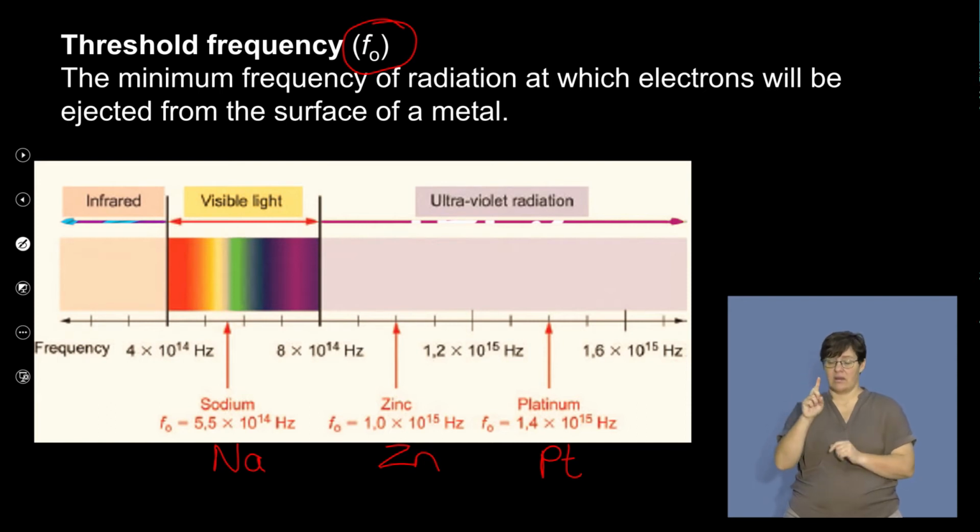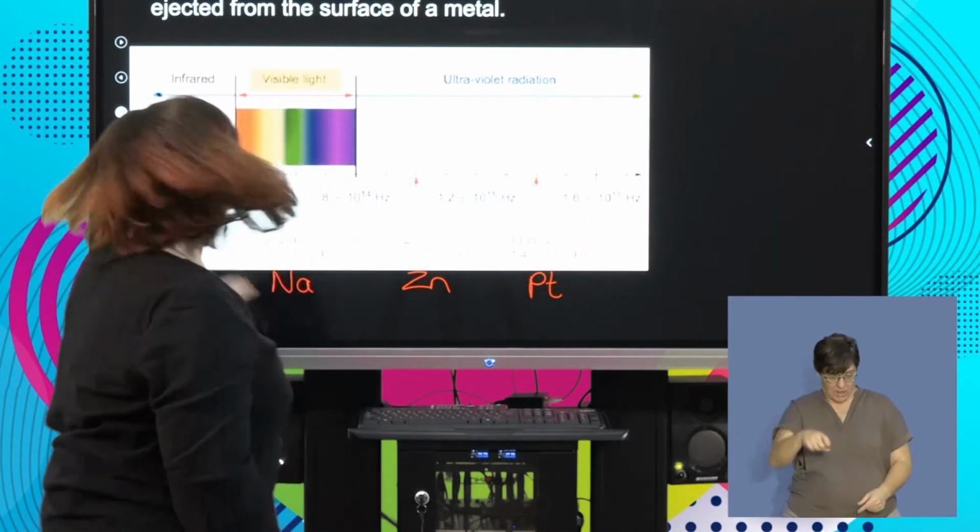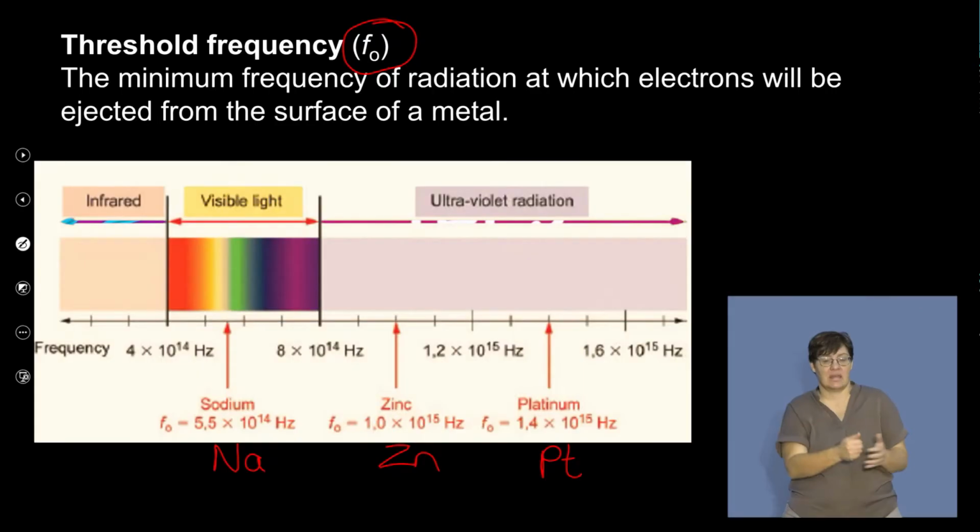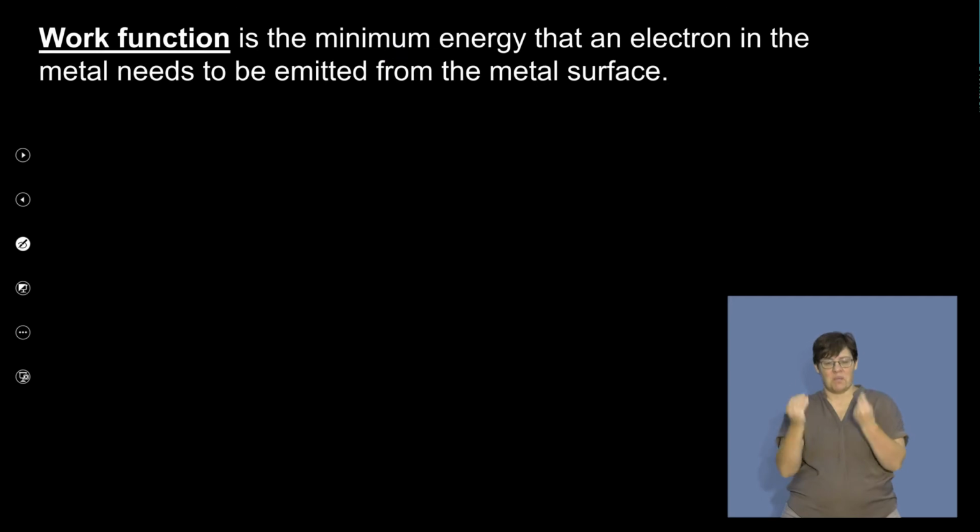You don't need to know those values. Don't learn them. I just need you to see. For some metals, we can get it knocked out with visible light. Some metals, we use ultraviolet. And solar panels use ultraviolet. Okay, solar panels use this range just because it's more effective. So, work function, new term.